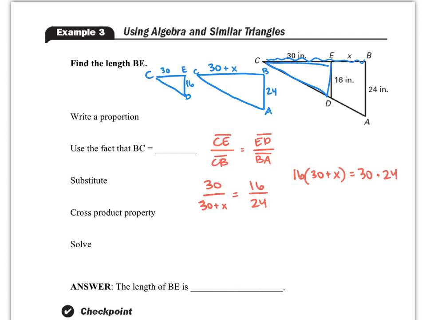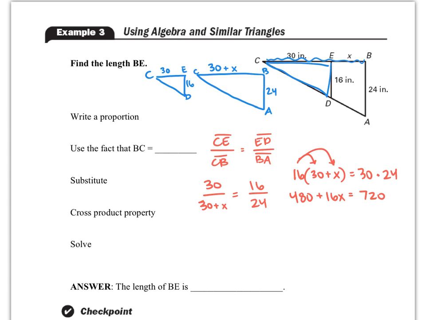So this should look familiar to you here. This is the distributive property. We are multiplying 16 by both the 30 and the X. So 16 times 30 is 480 plus 16X. Again, that's getting distributed to both of those. And then we have 30 times 24, which is 720.